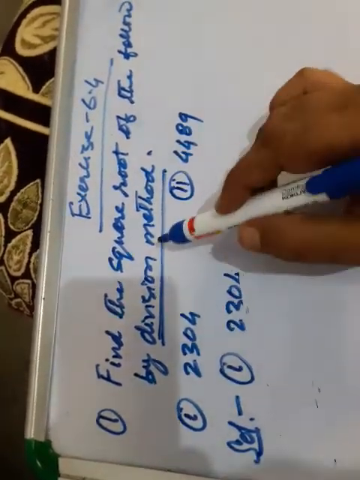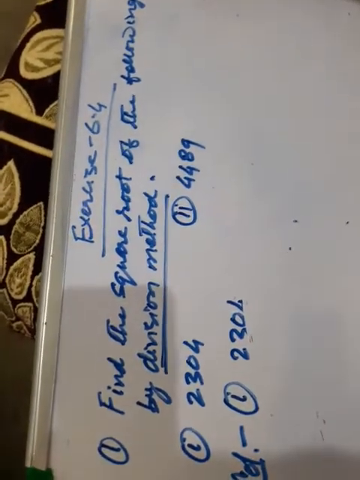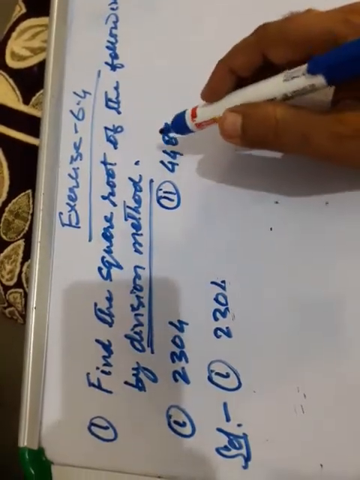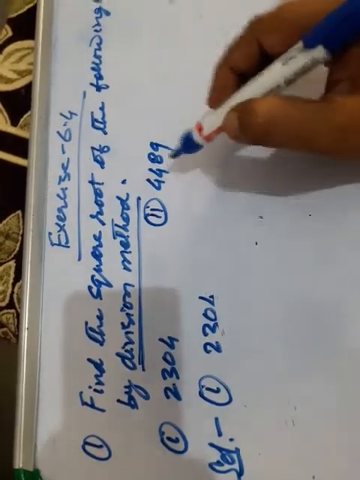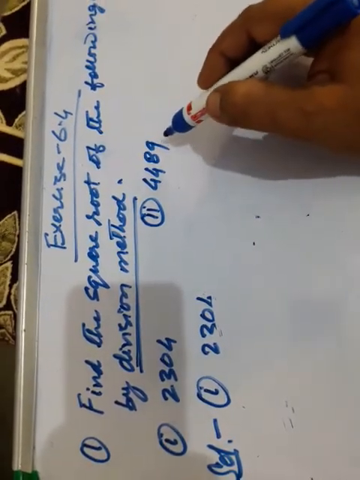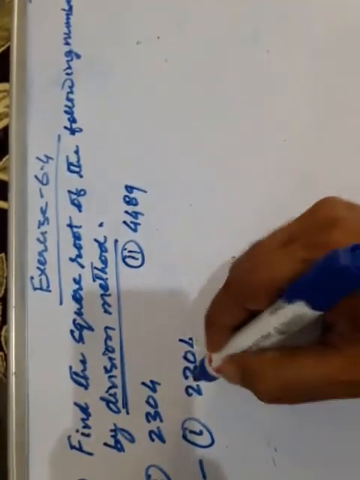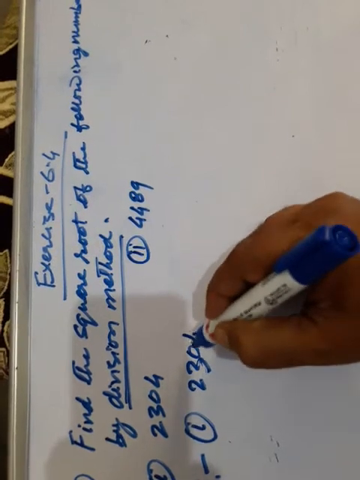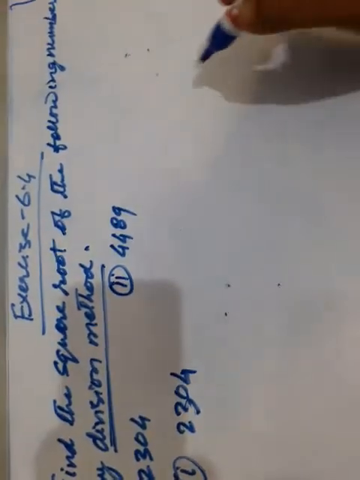Question number 1. Find the square root of the following numbers by division method. The numbers are 2304 and 4489. See, this division method is new for you. Let us see how to find out the square root of a given number using division method.